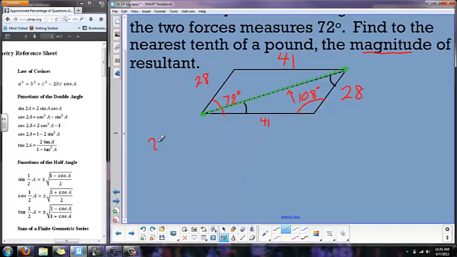Let's write x squared is equal to, now it doesn't matter which other side you use first, so I'm going to do 41 squared plus 28 squared minus 2 times 41 times 28 cosine of 108.